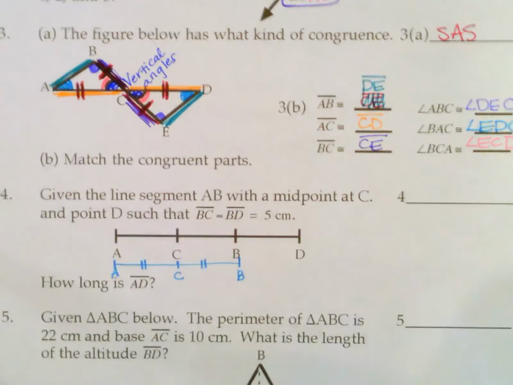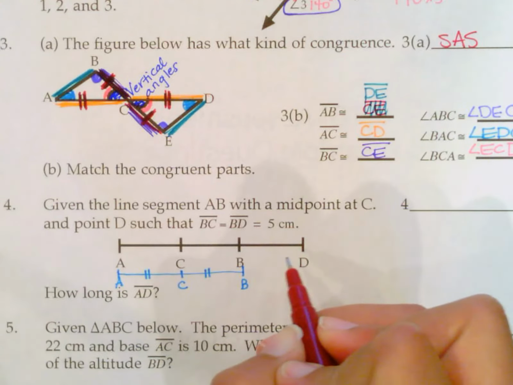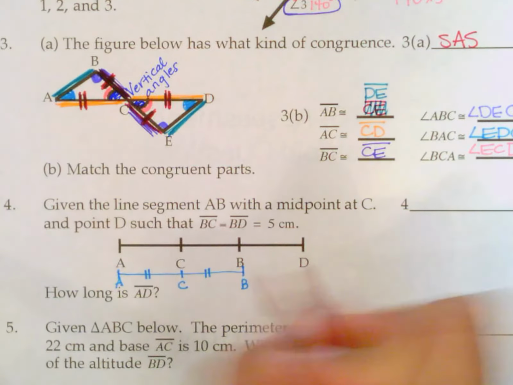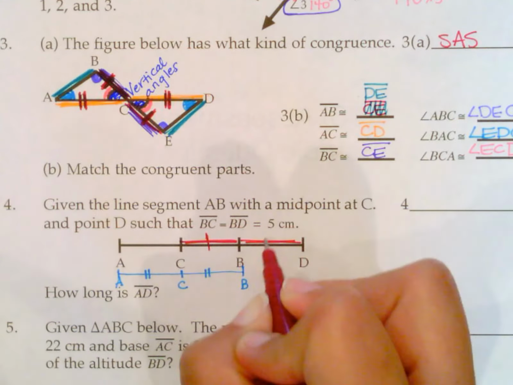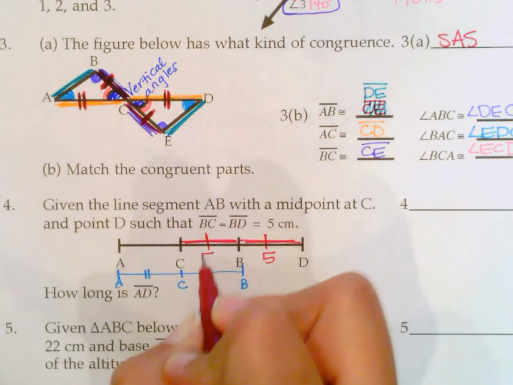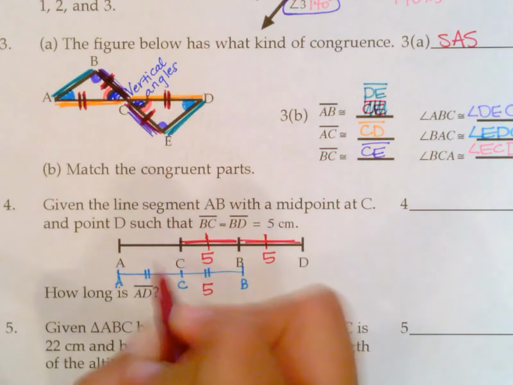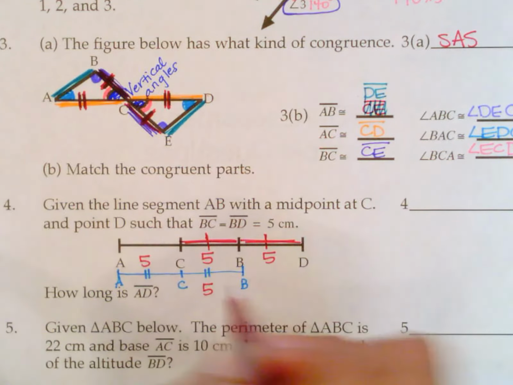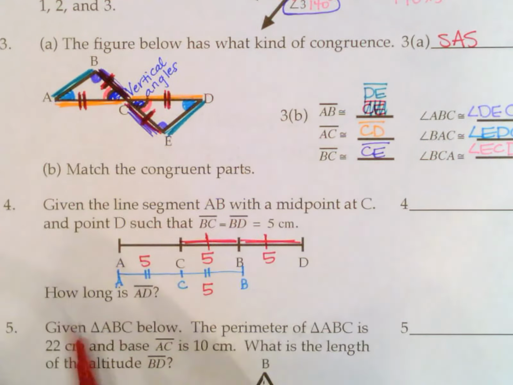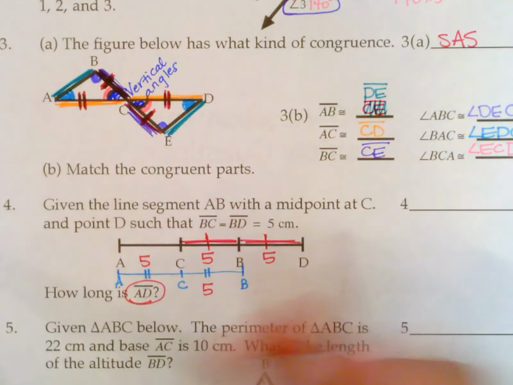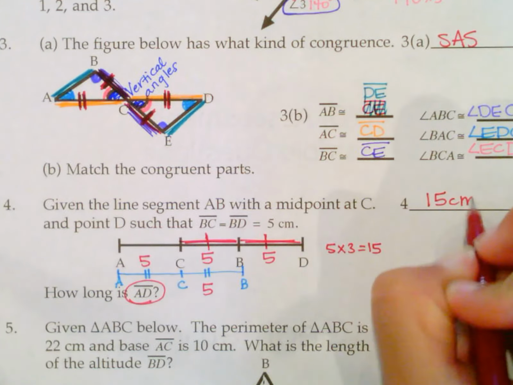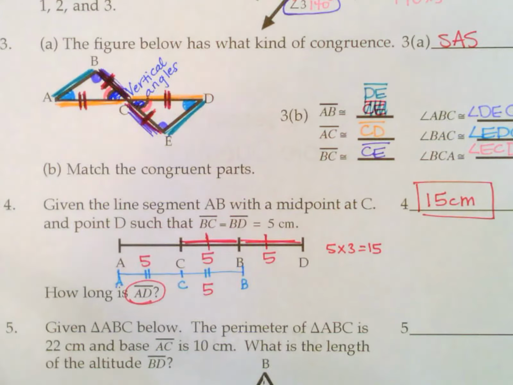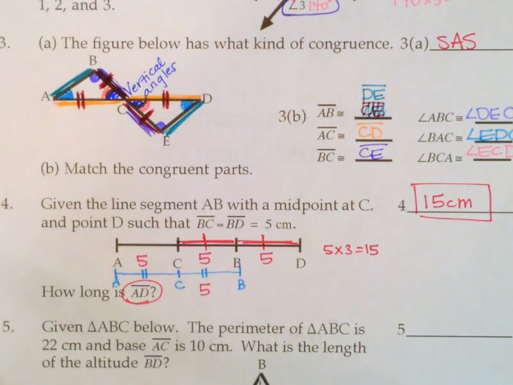Point D such that BC equals BD. Okay. So if BC here equals BD, these two are congruent and they both equal 5. So now if this one is equal to 5, then so is this one, because these two are congruent. So we can see that the length of AD, they're asking here, this is going to be 5, 5, 5. 5 times 3 equals 15. And the units are in centimeters. So 15 centimeters.